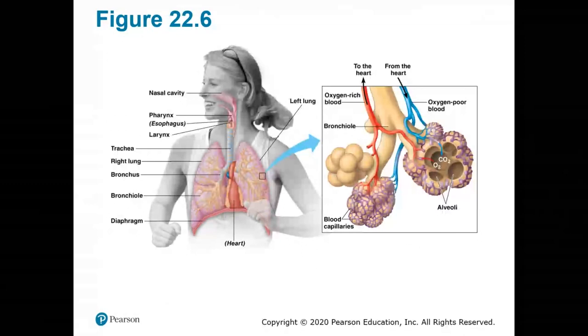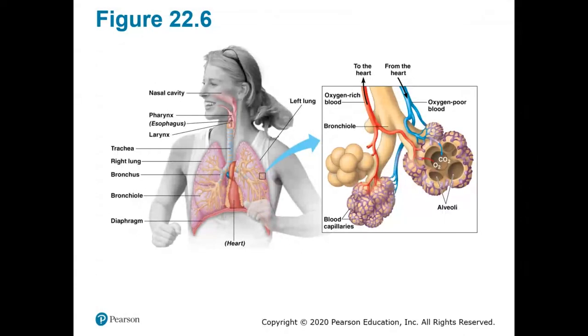All right, so this is an alveolar sac, and these are individual alveoli. Notice the capillary beds that surround them. We have billions of these in our lungs, and that creates a tremendous amount of surface area for us to exchange these gases.